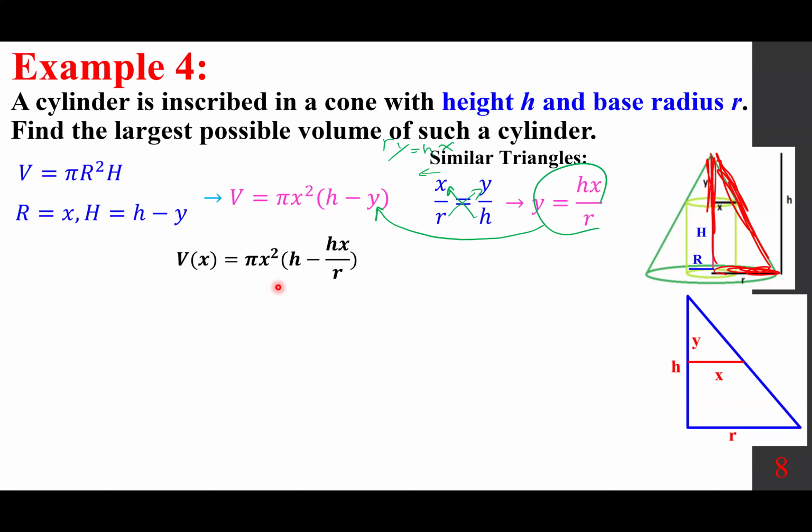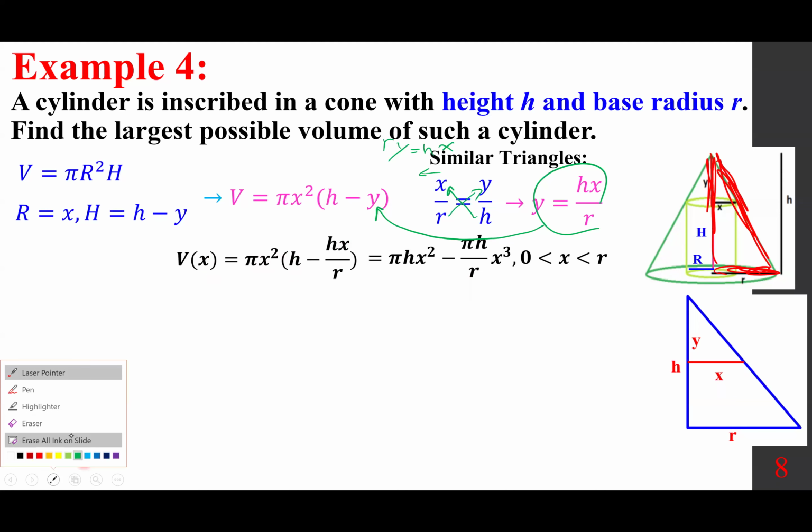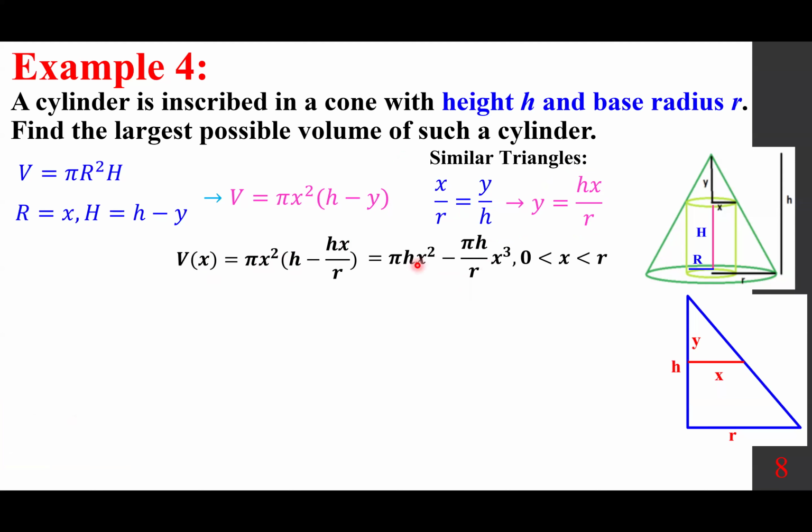So if I multiply these two, I get pi x squared h. If I multiply these two, I get pi h over r x cubed. The reason I write it in this fashion, and let me erase my word, because I want you to see this is pi h times x squared, and this is something minus pi h over r times x cubed, because x is the only variable.